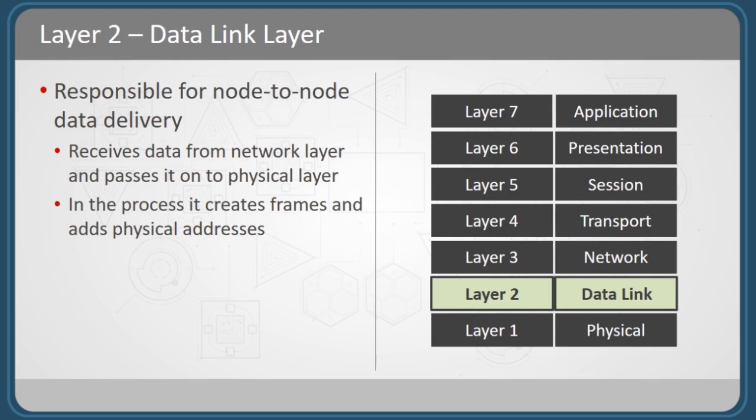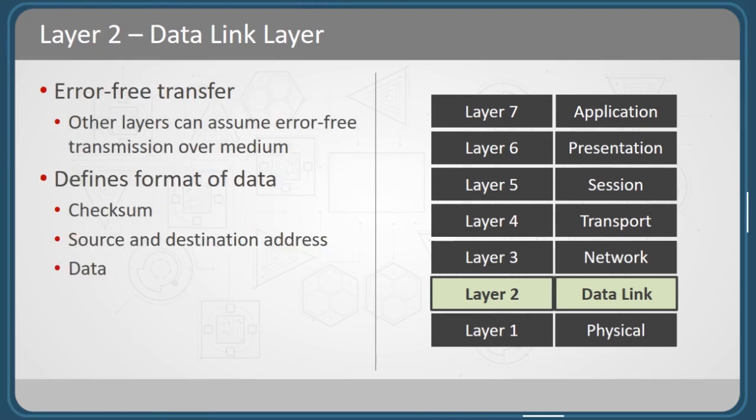It is known as a physical address, and we'll also see in a moment a term that you might be familiar with, a MAC address, a media access control address. But this is the first instance of any kind of address. There is no addressing at the physical layer. So now that we do see an address appearing, this is how we can define who is the sender, who is the receiver. It also handles error-free transfer, so the other layers can assume error-free transmission over the medium.